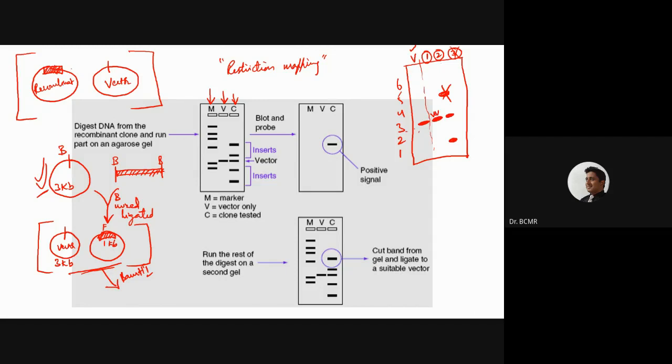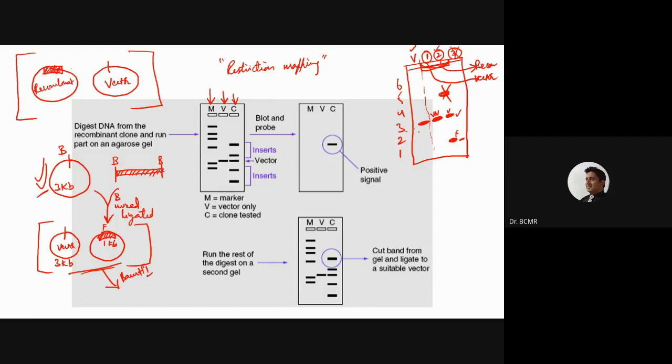Similarly, I have done it for sample 2, or clone 2, and I found 2 bands. One is of vector, and there is another one, a 1 kb fragment, that is of the insert. So out of these 2 clones, for simplicity I'm just taking 2, clone 2 is recombinant and clone 1 is vector-vector religation. Okay, so that is one of the simplest ways.